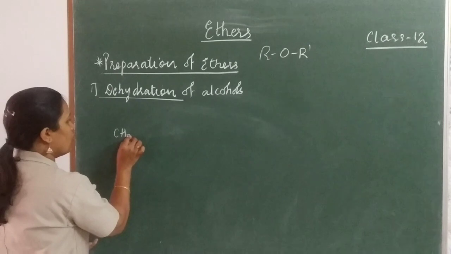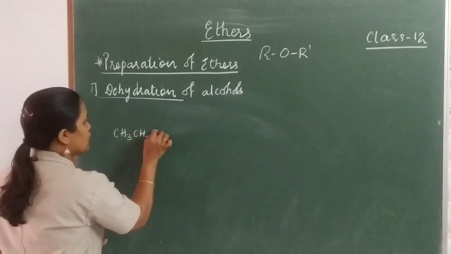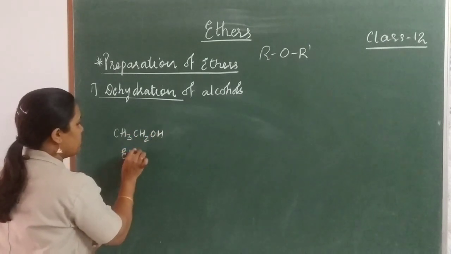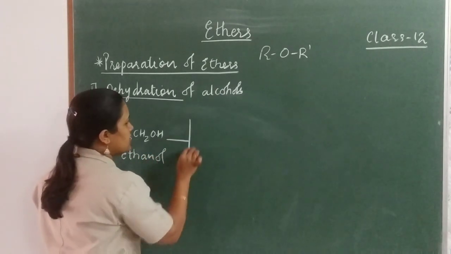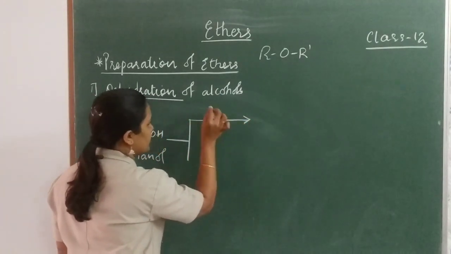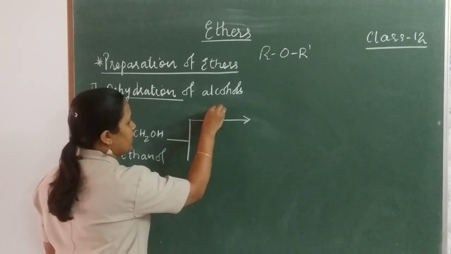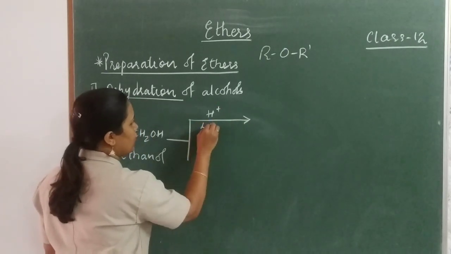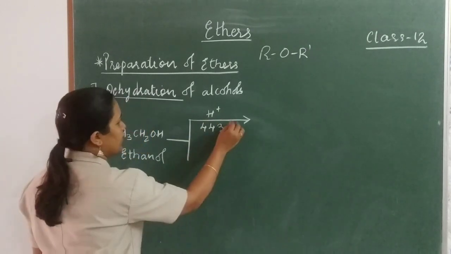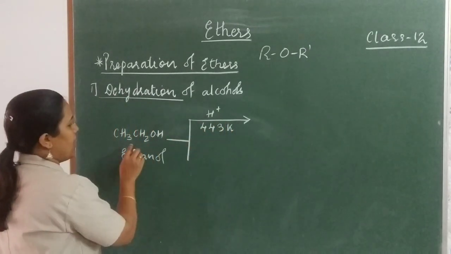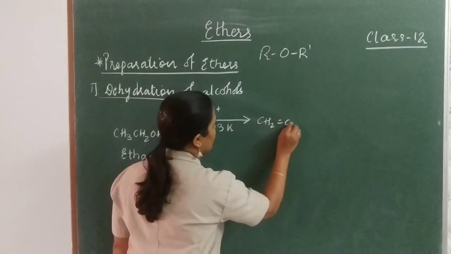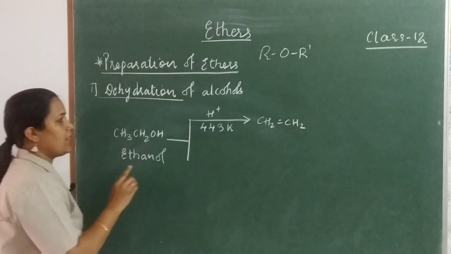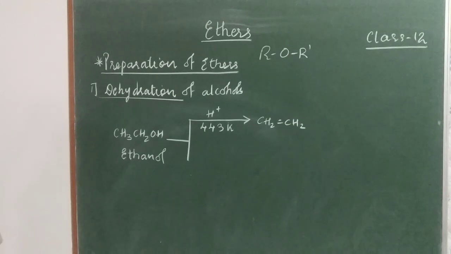If I have an alcohol CH3CH2OH, the name of this compound is ethanol. When ethanol undergoes dehydration in the presence of H+ ion at the temperature of 443 Kelvin, we can see that this ethanol is converting into ethene. The mechanism of this reaction we have also studied in that topic.